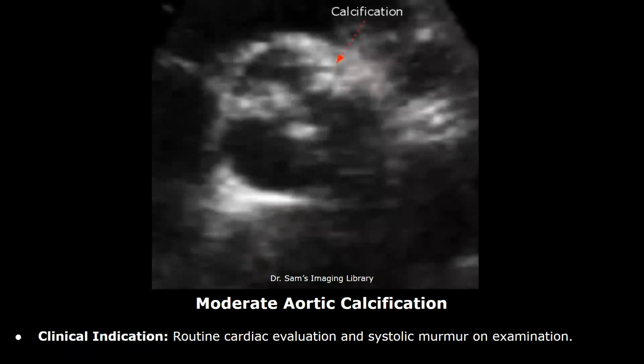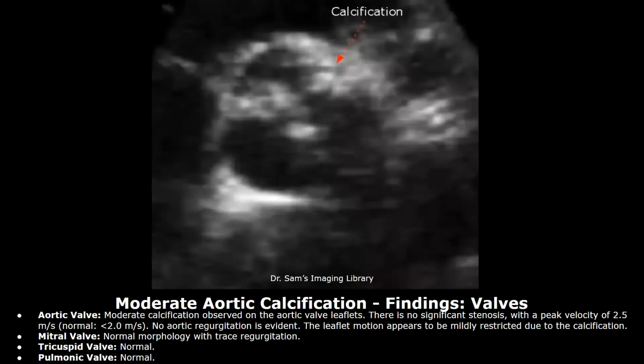This is a report of moderate aortic calcification. Clinical indication is routine cardiac evaluation and systolic murmur on examination. These are the findings in the valves. Aortic valve, moderate calcification observed on the aortic valve leaflets. There is no significant stenosis with a peak velocity of 2.5 meters per second. No aortic regurgitation is evident. The leaflet motion appears to be mildly restricted due to the calcification.